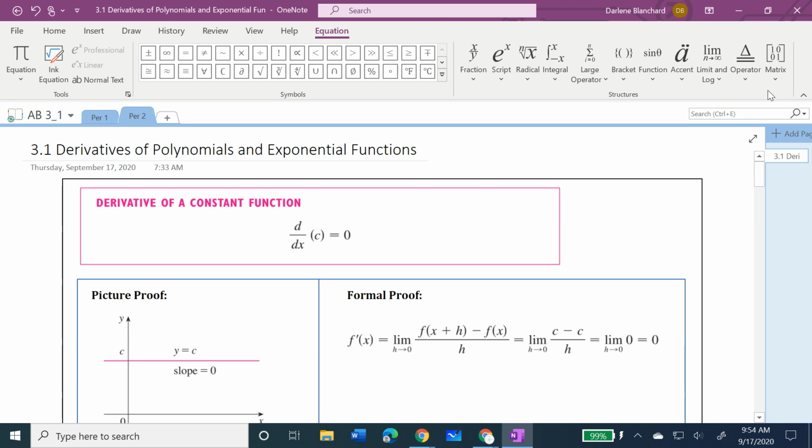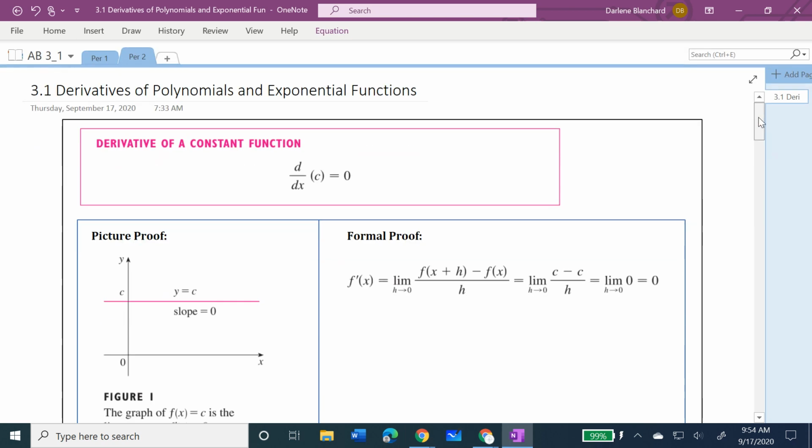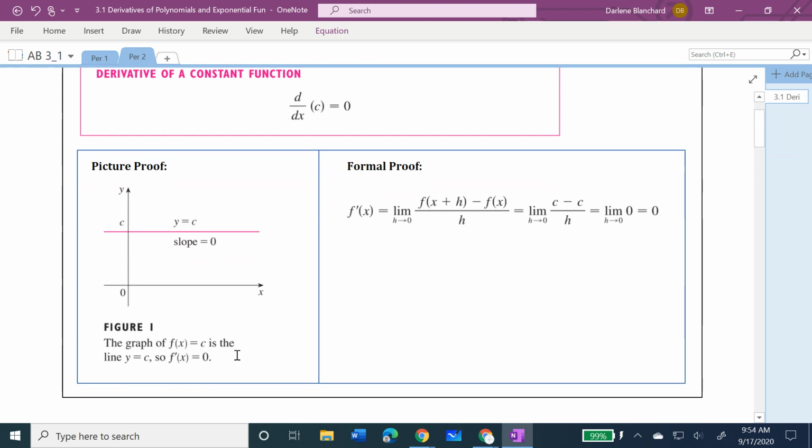The best way to look at it is through the picture that you can see right here, the picture proof. If you draw the function y equals a constant, you are drawing a horizontal line. Its slope is 0. The formal proofs take you through the limit as h approaches 0 formulas, and you can see how very quickly you get 0.